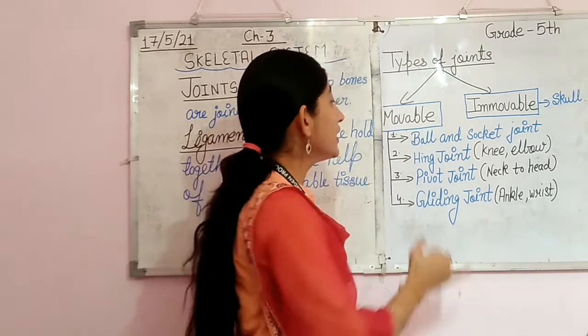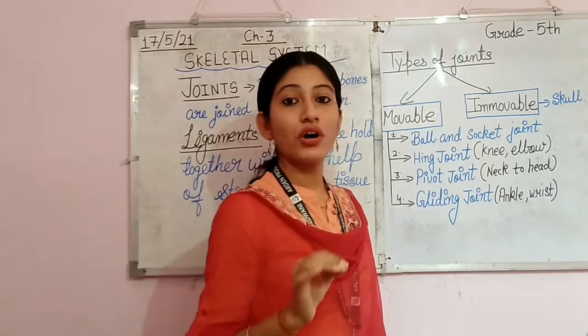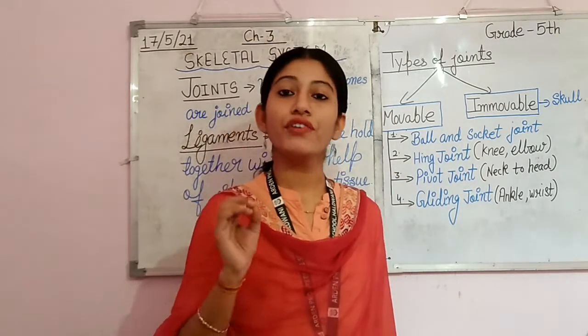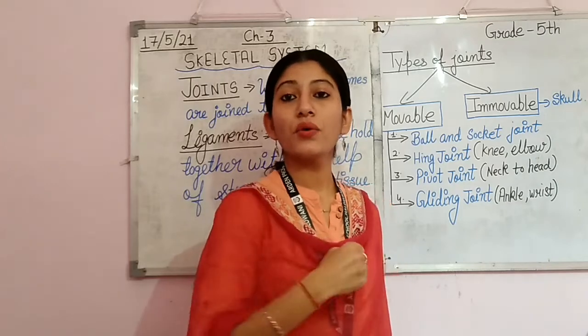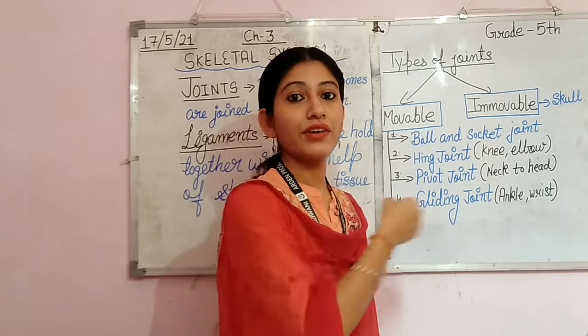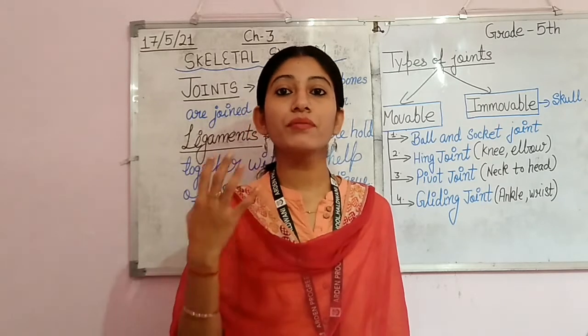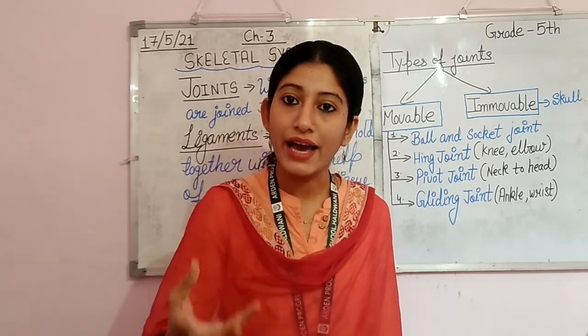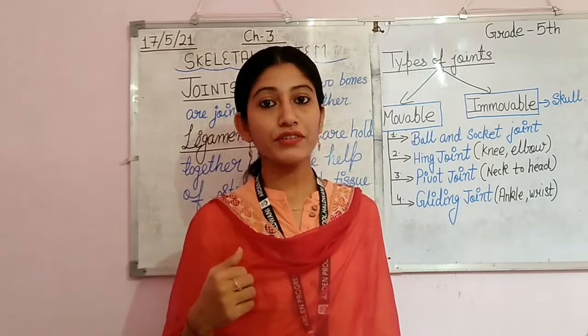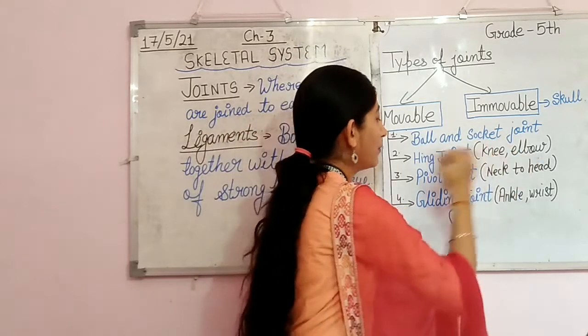What I told you is that hinge joints are the joints which act like a joint of a door, and as we can open the door in one direction, then we can bring it back. So a similar type of movement is done by the hinge joints, and examples of hinge joints are knee and elbow.